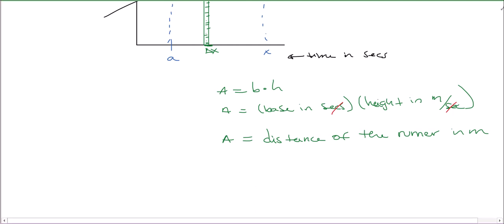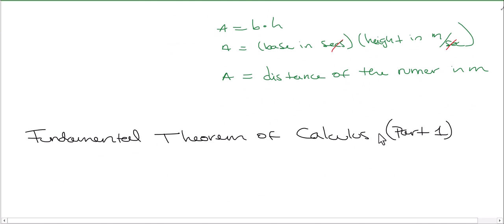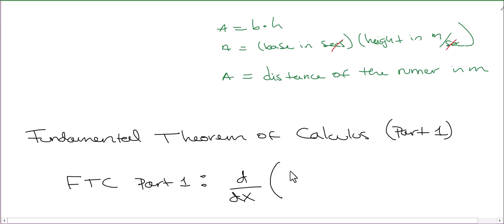The reason I wanted to do that example is to understand the fundamental theorem of calculus part 1 a little better. The fundamental theorem of calculus part 1, usually abbreviated FTC, essentially tells us what happens if I take the derivative of the integral. I'm just going to put part 1 here because there is a part 2. Part 2 is the big one. Part 1 says that if I take the derivative of my g of x, which is really the integral from a to x of f of t dt, what should I get?